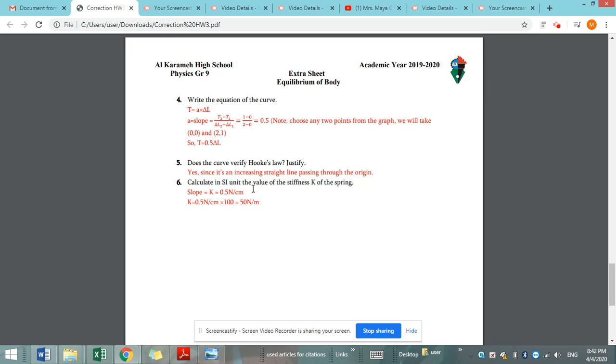Calculate in SI unit the value of the stiffness K of the spring. By comparison, Hooke's law says T equal K delta L. And here we found the equation T equal 0.5 delta L, and we said that this equation verifies Hooke's law. So by comparison K is 0.5. Here I have to pay attention to the unit: my delta L is in centimeter. So 0.5 Newton per centimeter. We can convert from Newton per centimeter to Newton per meter by multiplying by 100.